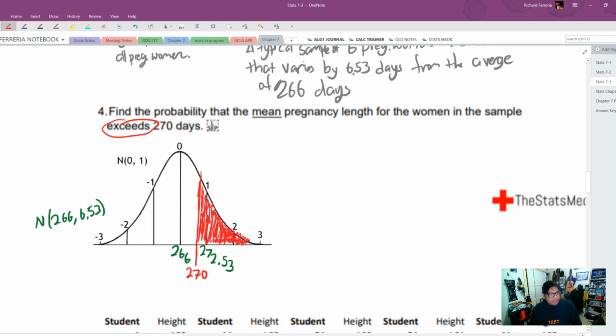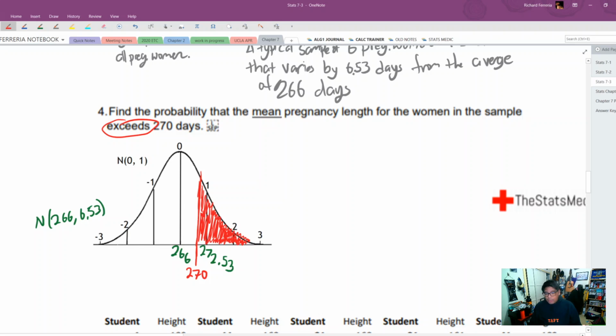Now, if I remember this right, the area to the right of a z-score of 1 was 16%. So we're looking at something that's greater than 16%, but less than 50% for sure.